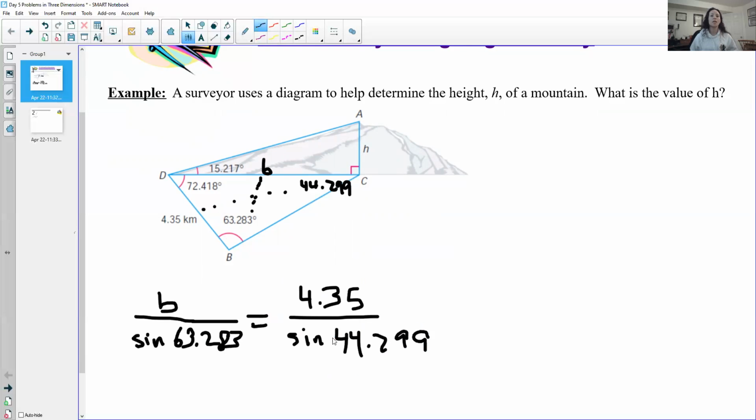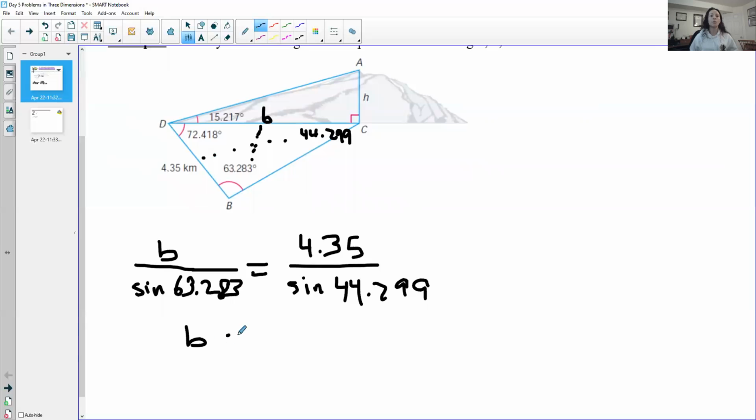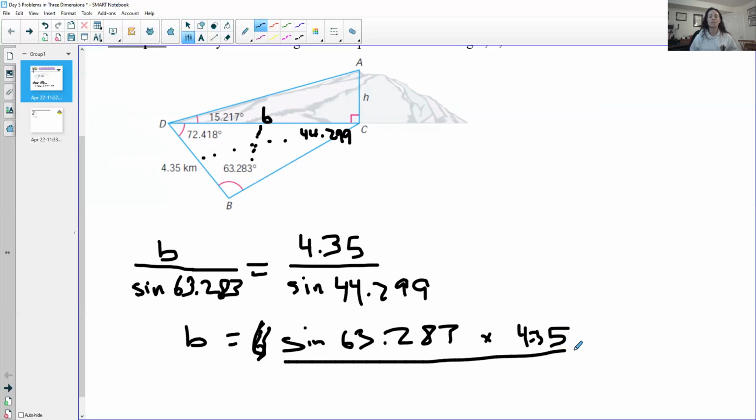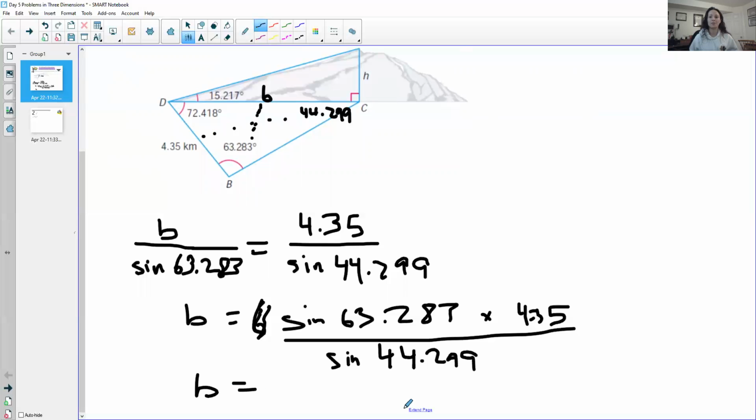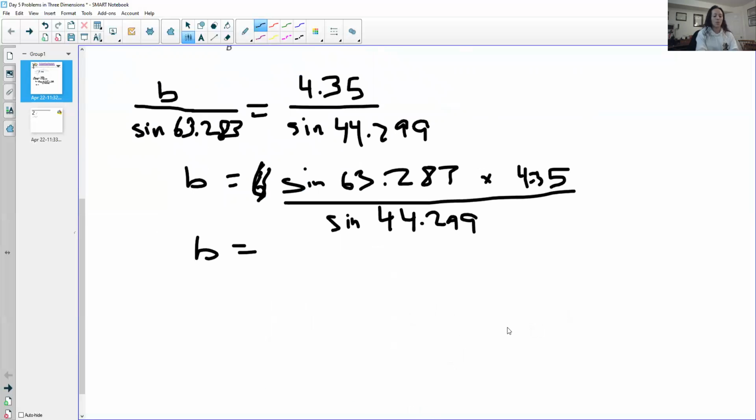Okay, I have to get the B by itself, so I'm going to take the sine of 63.283 and times whatever that answer is by 4.35. I swear my writing on this has gotten worse. And then we're going to divide by sine of 44.299. Okay, so take a second. Plug this into your calculators. I'm doing it with you, so it'll just take a second. Plug it in and hopefully we'll get the same answer.